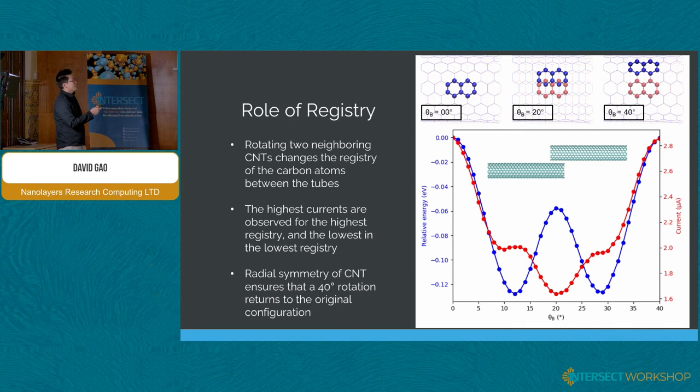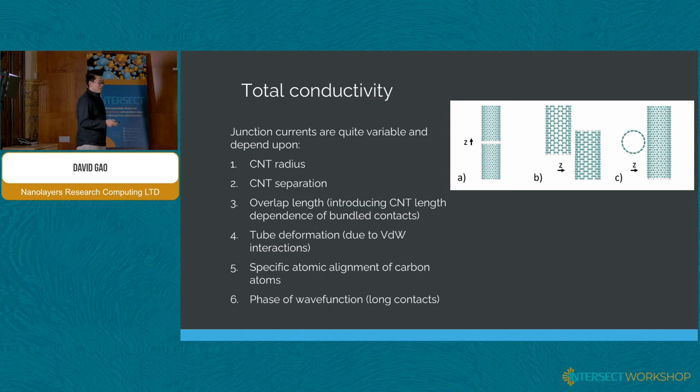Okay, so these are all interesting findings, but our goal really is to somehow map this information onto our mesoscopic model and to do it fast enough that we can build a device model out of that, right? So total conductivity somehow depends on the radius of the nanotube, the separation between the nanotubes, the overlap length of the nanotubes, or area, I guess, any deformations due to the tube interactions, and the specific atomic alignment of carbon atoms, which is this atomic registry concept. And for really long contacts, when you have nanotubes that are 50 nanometers long and completely overlapping, even the phase of the wave function has a little bit of an effect.